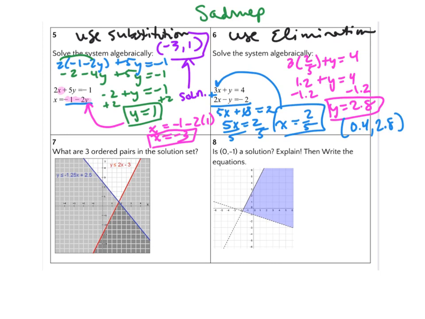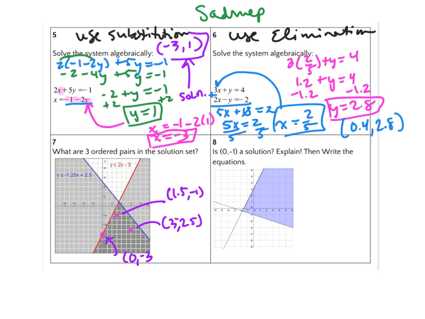Anything in here is a solution. You can be on the line. So for example, I can have 0, negative 3. Here I can have 3, negative 2.5. Here I can have 1.5, negative 1. Anything in the double shaded.